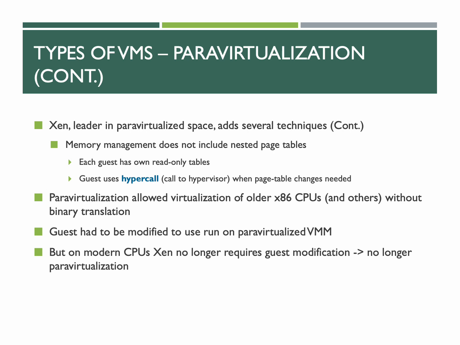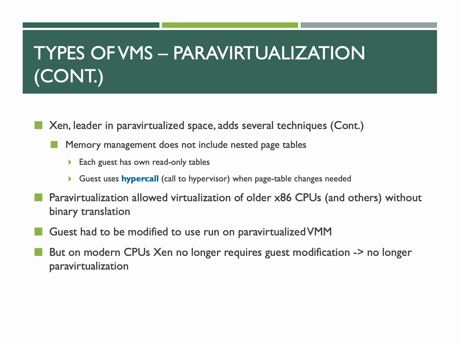Basically, unlike some other virtualization approaches, Xen's paravirtualization does not use nested page tables for memory management. Instead, each guest has its own set of read-only tables. And when a change in the page table is required, the guest OS makes a hypercall to the hypervisor. This is a direct communication method that allows the hypervisor to manage memory more efficiently than standard hardware-assisted techniques.